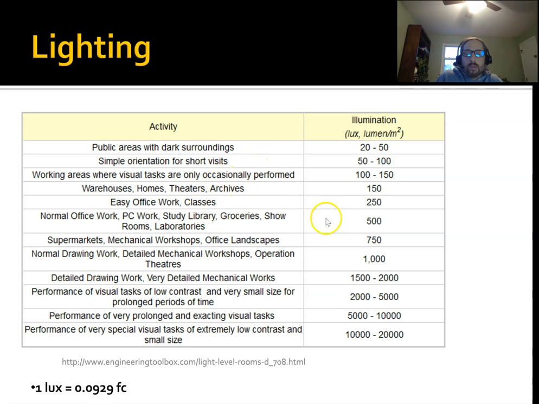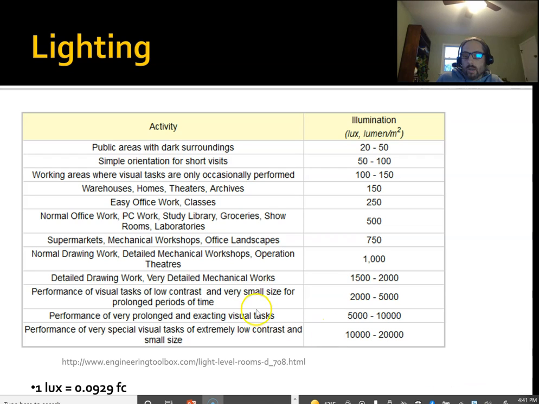So if we're up here doing office work or classroom work, we shoot for about 250 lux. If you need to see really detailed, like you're doing mechanical work or an operating room, you need a lot more light, as you can imagine. If it's something that requires really high visual acuity, a lot of concentration, extended period of time, right, you might even need more light than that.